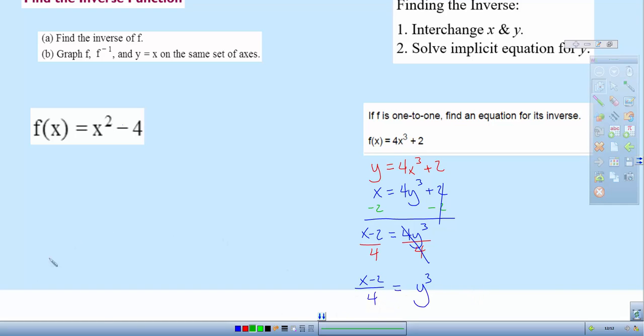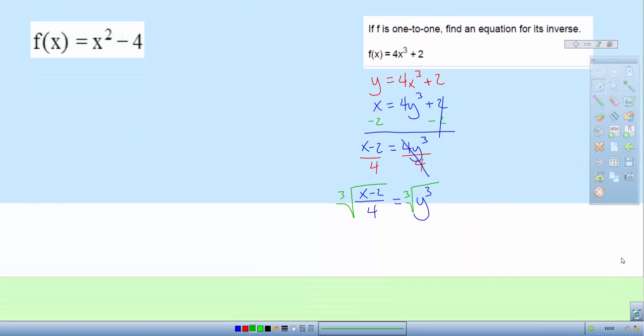Now, if you think back through this semester and the things we've done so far, you'll remember that to get rid of the third power, we would take the third root. So we'd take the third root of both sides, which then takes me to my final solution. My root and my power cancel. I get y is equal to the third root of x minus 2 over 4, which remember is equal to f inverse of x. That's my inverse.